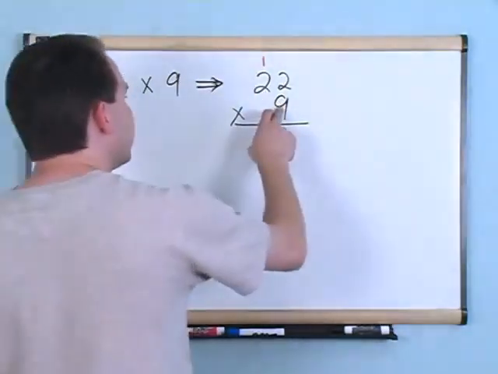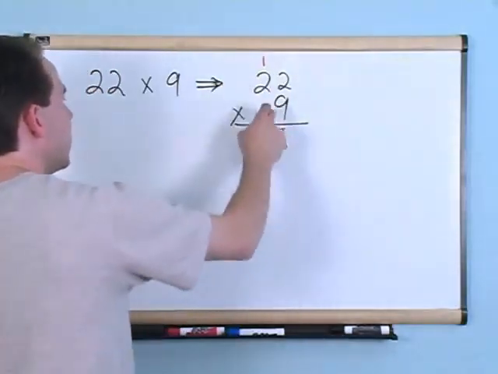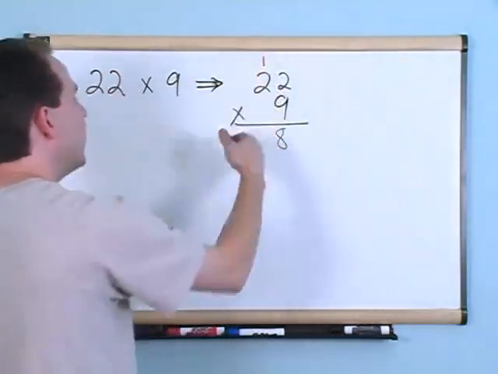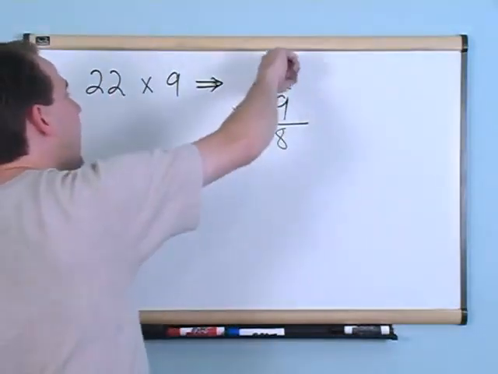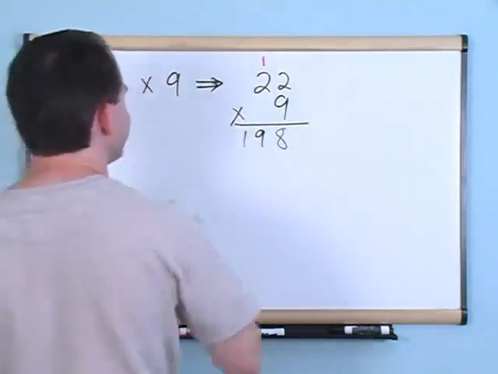Okay, let's move on. Let's take 9 times this 2, because remember, you have to keep multiplying over like this. 9 times 2, what does that give you? It gives you 18, but then you have to add this 1, which gives you 19. So you put 19 down, like this, okay?